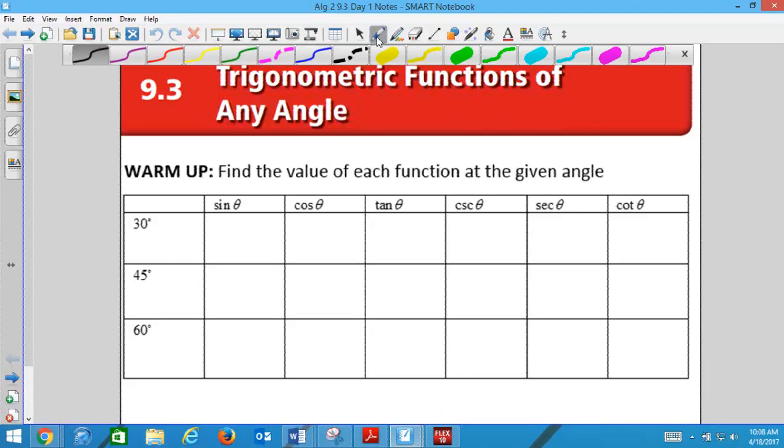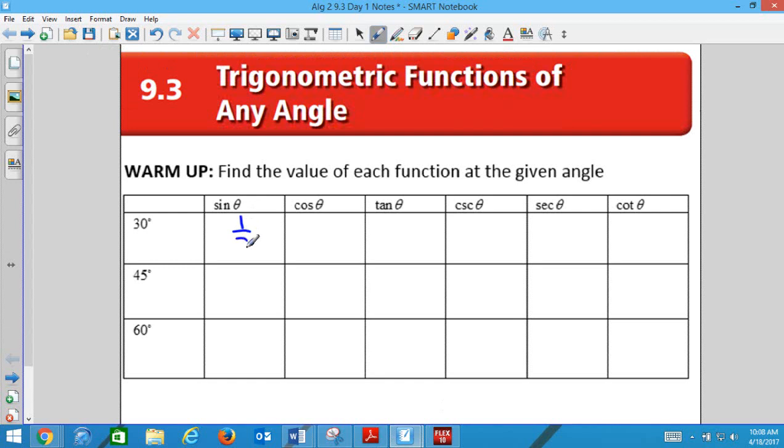Okay, what's the sine of 30? 1/2. 0.5. What is the sine of 45? Radical 2 over 2. What's the sine of 60? Radical 3 over 2. Look at this pattern.